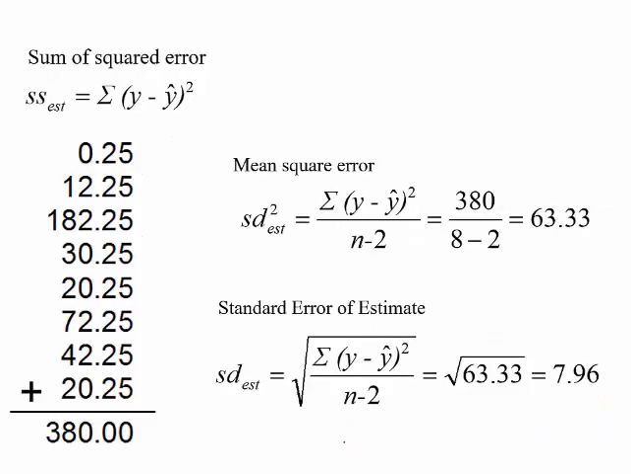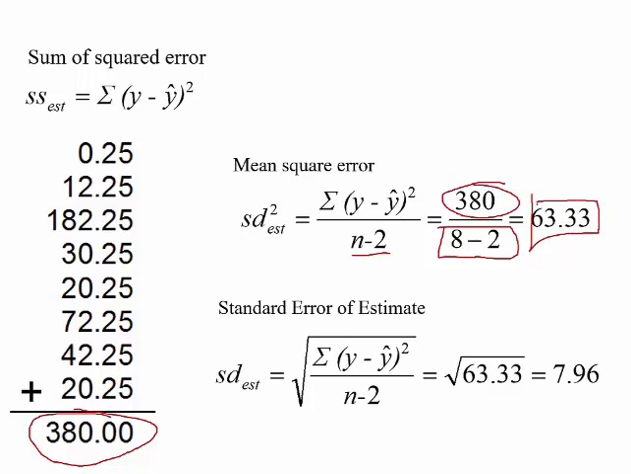So let's plug everything into our example here. We've already calculated our sum of squared error and determined that that was 380. Let's finish out and do the other steps. So I'll take 380 divided by our degrees of freedom. We had 8 people in our sample, so degrees of freedom n minus 2 is 6. So 380 divided by 6, I get 63.33. So that is our mean squared error. And then I'll simply take the square root of that to get my standard error of estimate.